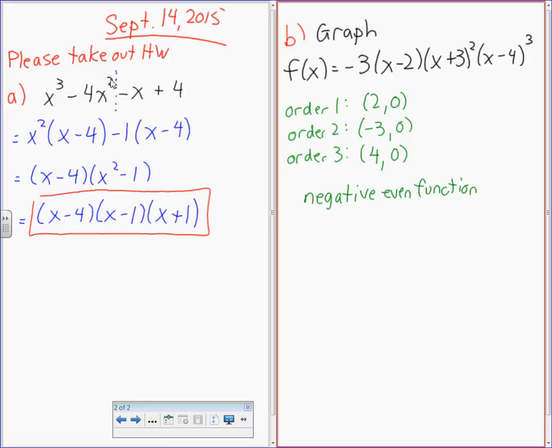Somebody was asking me about this. The question was, people are always asking, how do I know if it's even or odd? All you care about is the leading term, remember. So what you're doing is imagining that you're just multiplying x times x squared is x cubed, times another x cubed is x to the sixth, and that's negative 3. So the first term is going to be negative 3x to the sixth.